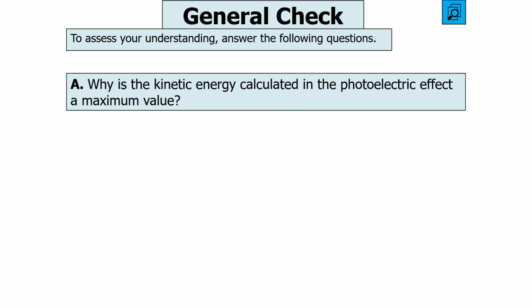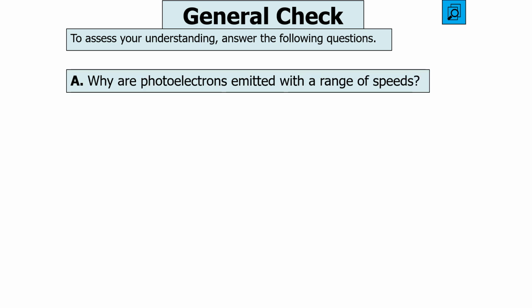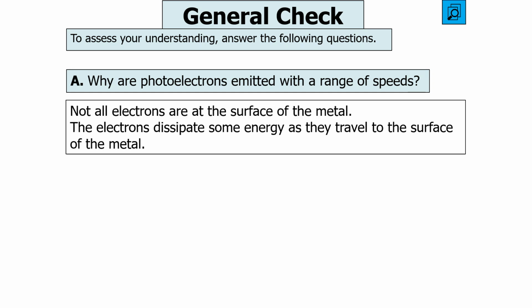Why is the kinetic energy calculated in the photoelectric effect a maximum value? The kinetic energy of the photoelectrons must be a maximum value as our work function is a minimum. Why are photoelectrons emitted with a range of speeds? Not all electrons are at the surface of the metal, and the electrons dissipate some energy as they travel to the surface of the metal.